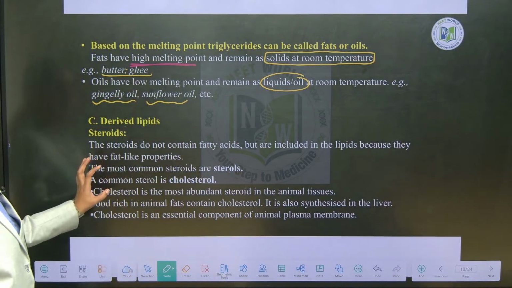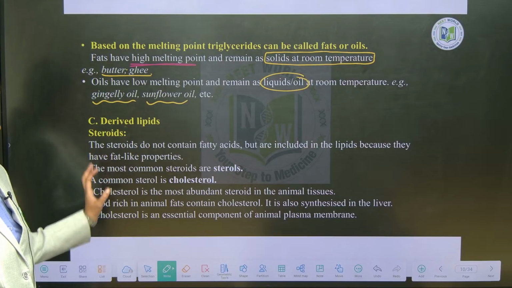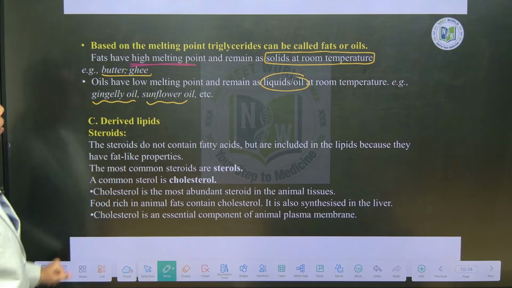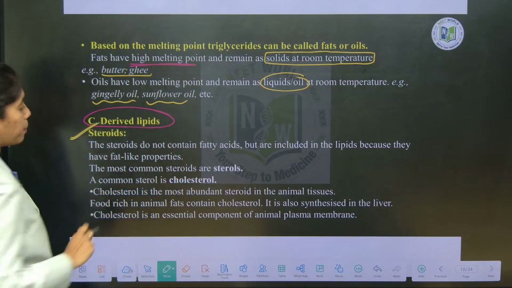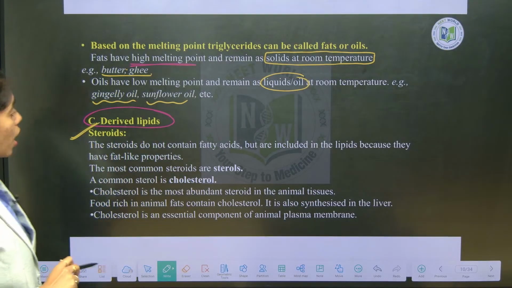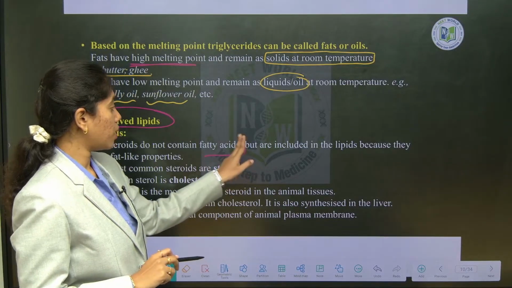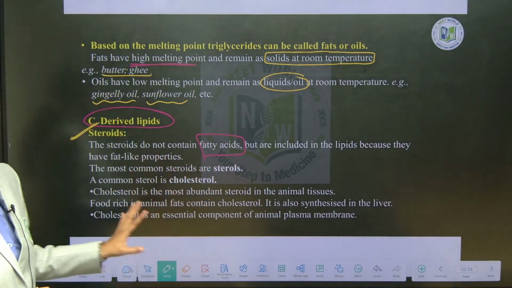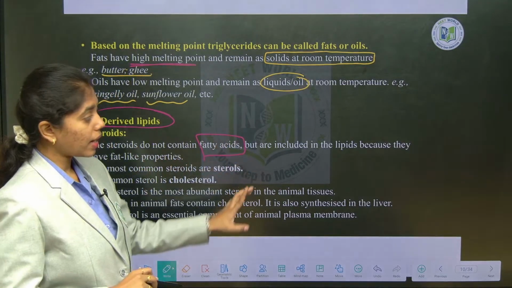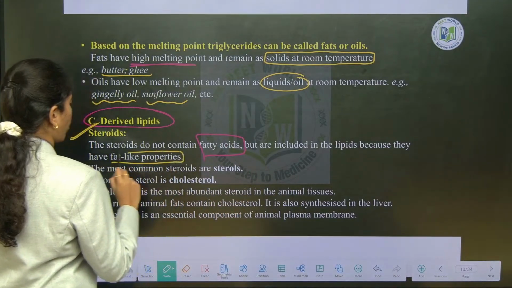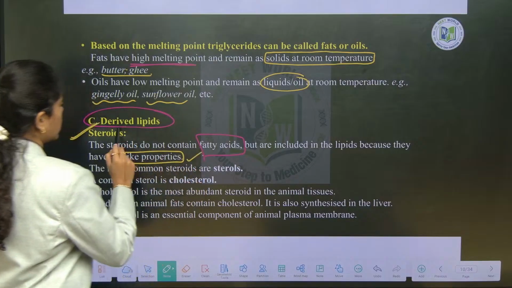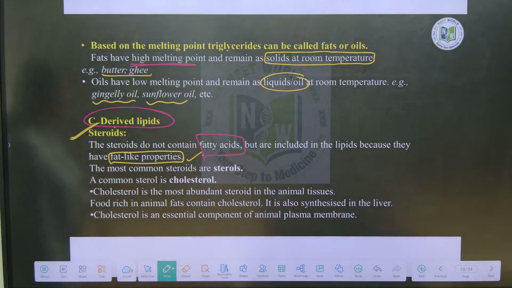This is about normal simple lipids. Now we will look at derived lipids, for example steroids. Steroids do not contain fatty acids. Remember, steroids don't contain any fatty acids, but they are included in lipids because they have fat-like properties.